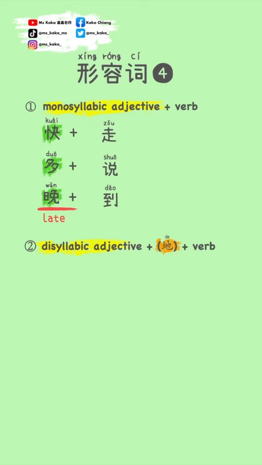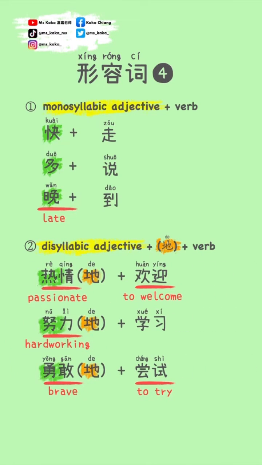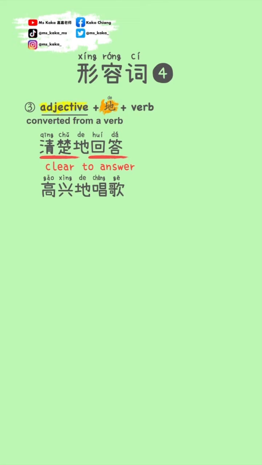For the disyllabic ones, particle de could be added after the adjective to emphasize the modification, but it's optional. However, if the adjective also functions as a verb and is used to modify another verb, de is required after the adjective. As mentioned in a previous video, we discussed duplicating adjectives for emphasis.